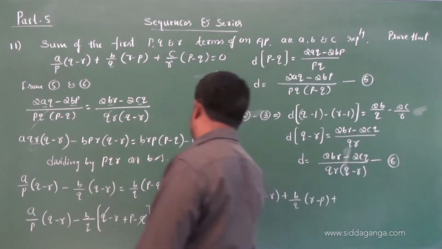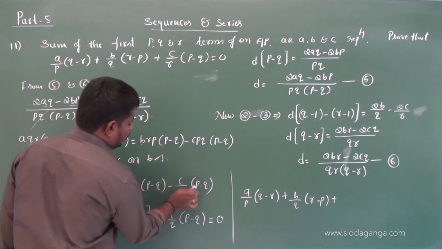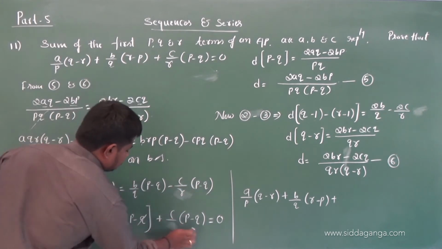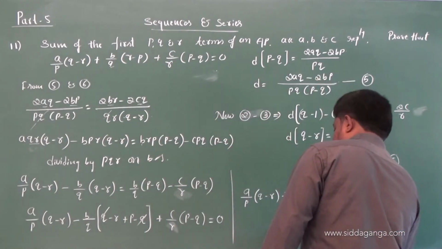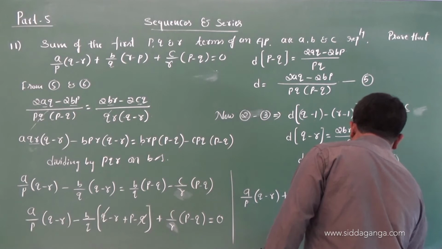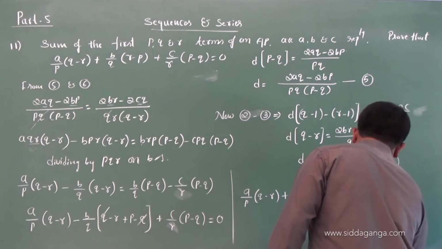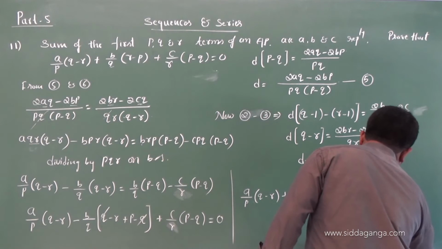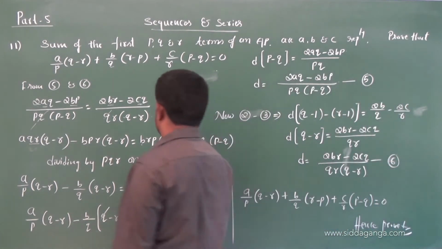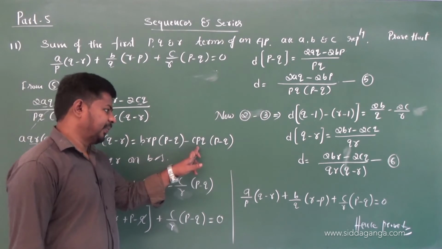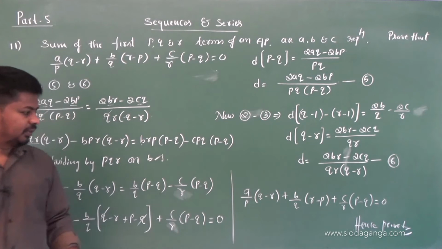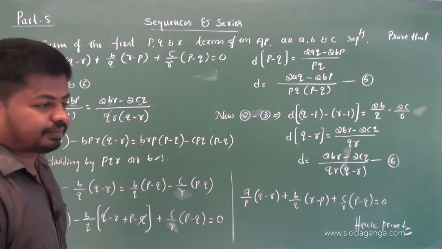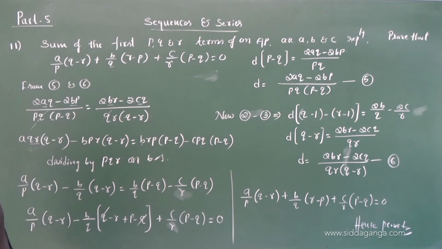Here, dividing by PQR, no? So PQ by R, right? So C by R into P minus Q. This is your required answer. Hence, proved. Hope you got this. Here divided by PQR, so PQ can cancel, C by R remained. So this is how the proof: A by P into Q minus R plus B by Q into R minus P plus C by R into P minus Q.